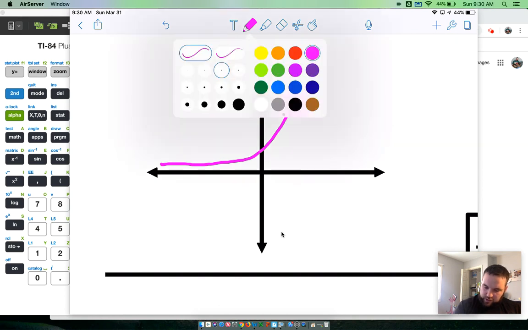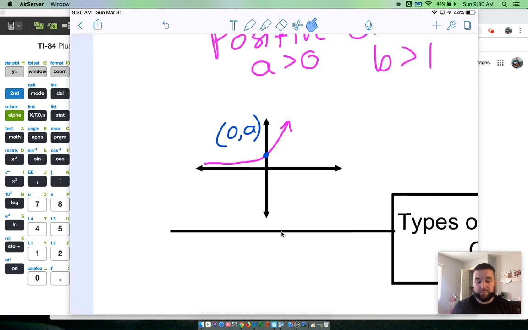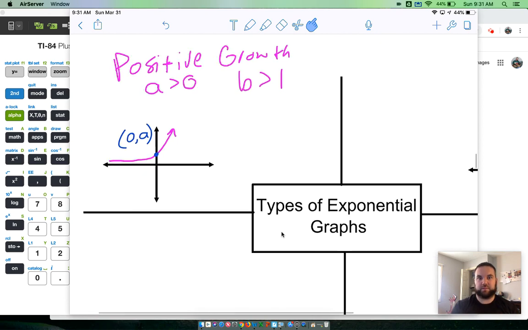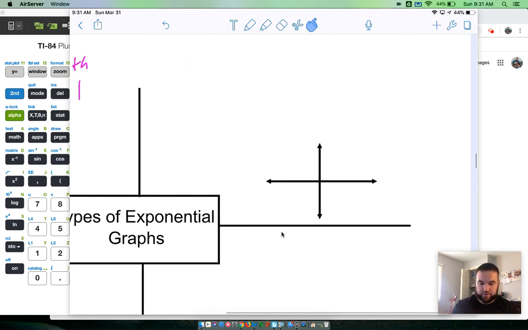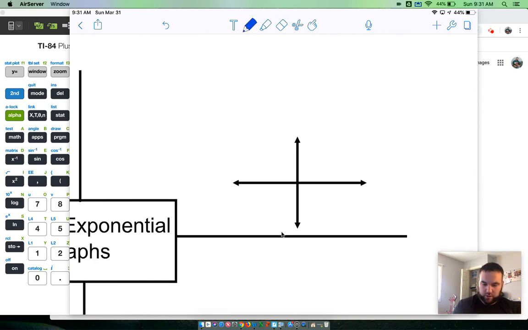Again, that coordinate is always going to be (0, a), and I'm going to label that for all 4 of these. So positive growth: a is greater than 0, so you're starting at a positive number and you're growing, multiplying by something bigger than 1.